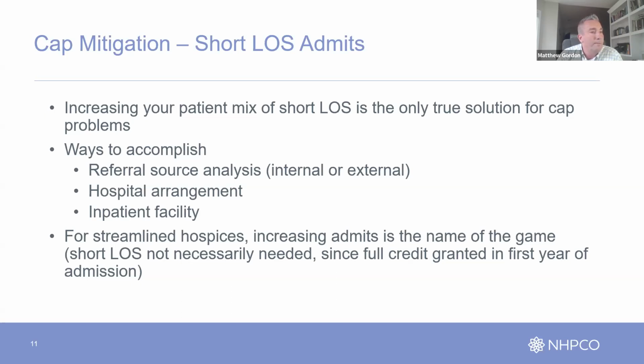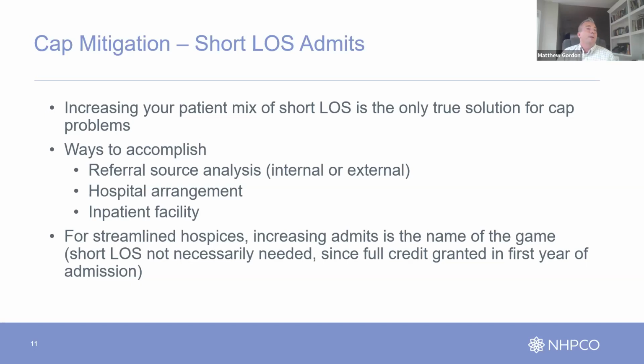Why is it important? If you admit a patient, let's say they stay on service for 30 days before passing away. You get the full $32,000 CAP credit, but you only generate about $5,000, $6,000 of revenue for those 30 days. So that's about a $26,000 surplus that you got from that patient that you can then put in your bank, so to speak, and use against your longer length of stay patients. If you're trying to right size your CAP in a short amount of time, that's really the only way to do it.